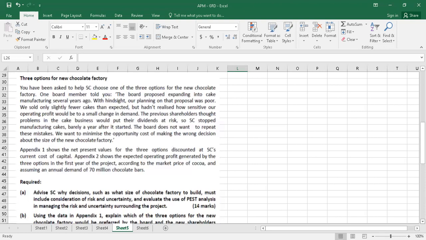Appendix 1 shows the net present value of the 3 options discounted at SC's current cost of capital. Appendix 2 shows the expected operating profit generated by the 3 options in the first year of the project, according to the market price of cocoa and assuming an annual demand of 70 million chocolate bars.